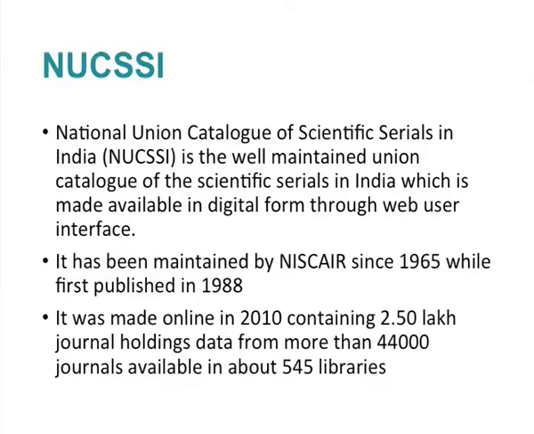Apart from that, there is another initiative in India called NUCSSI, the National Union Catalogue of Scientific Serials in India. It is a well maintained union catalogue of periodicals and serials, basically scientific serials in India, which is made available in digital form through a web user interface. It has been maintained by NISCAIR, which we now call NIScPR, since 1965. It was first published in 1988 and made available online in 2010, containing 2.5 lakh journal holding data from more than 44,000 journals available in about 545 libraries.